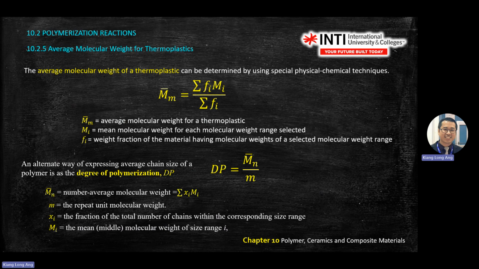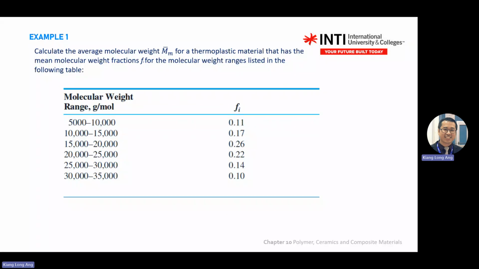Okay, I'll give you one example. So let's say you're given this table. If you are given a thermoplastic material with a mean molecular weight fraction Fi for the molecular weight range, it means if you add all of these, you get 1, meaning 100%. This one 11%, 17%, 26%, 22% have this range of molecular weight. All right, you add all this, you get 1.